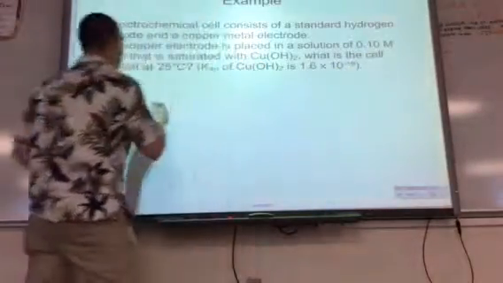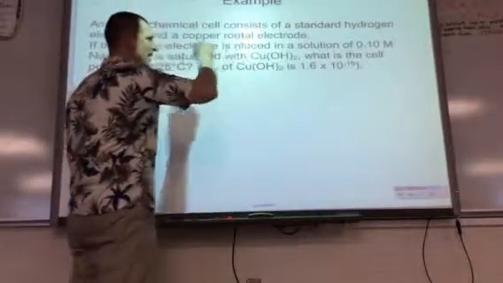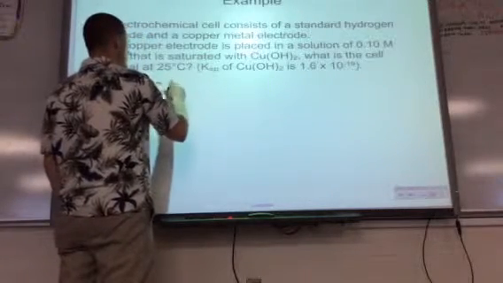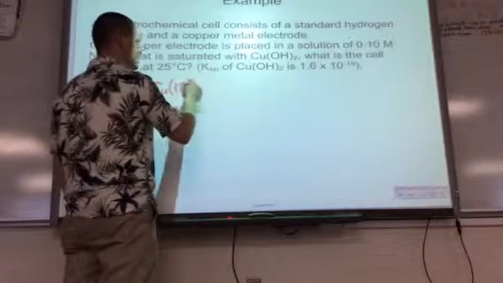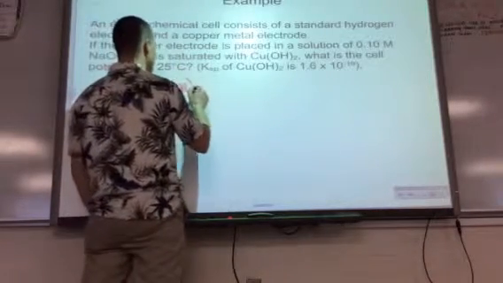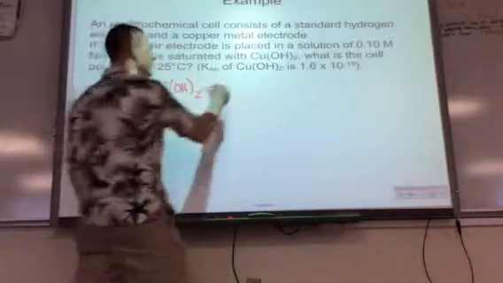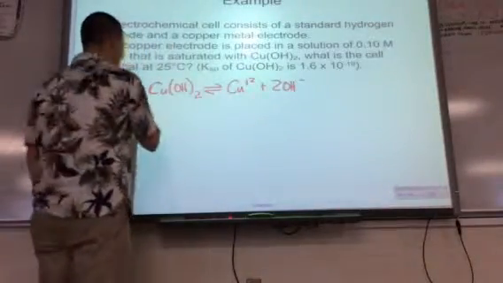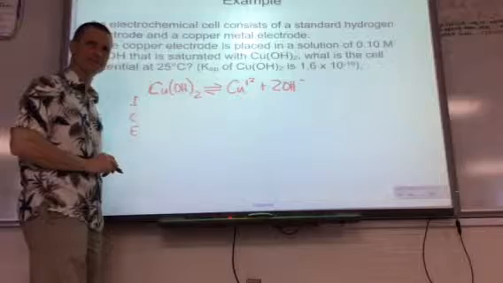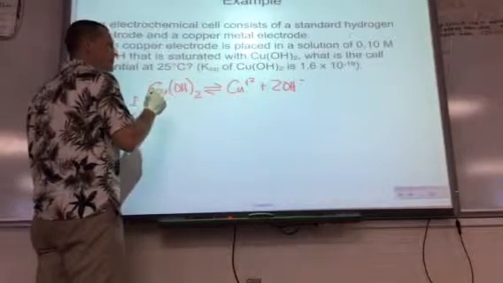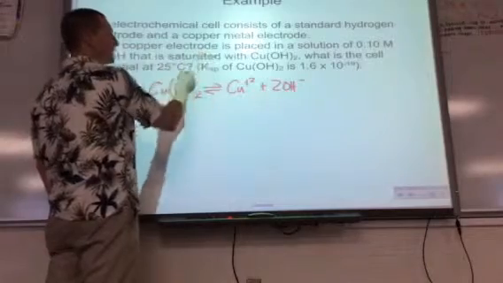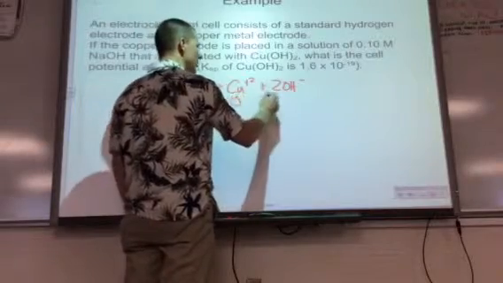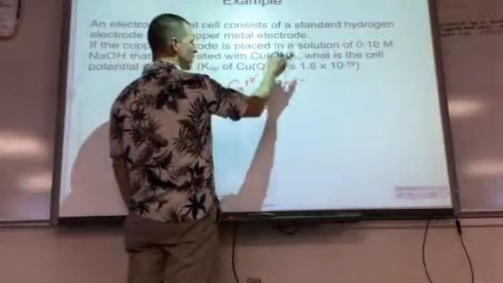Here's what you would do. Because we're given the Ksp for copper hydroxide, and we don't have an initial concentration of it because it's not very soluble, we have to use what we learned in chapter 16, the solubility. We just did that one. We have Cu2+ and 2 hydroxides. Initially, we have a saturated copper hydroxide solution, so that's a solid. Before it dissolved, there was no copper, but there was an initial concentration of hydroxide.